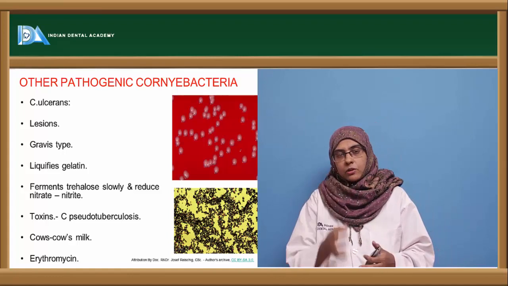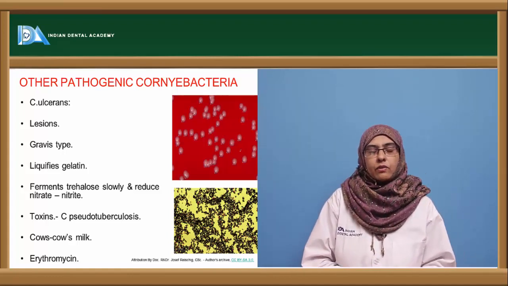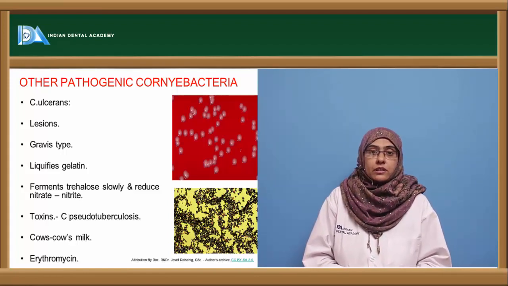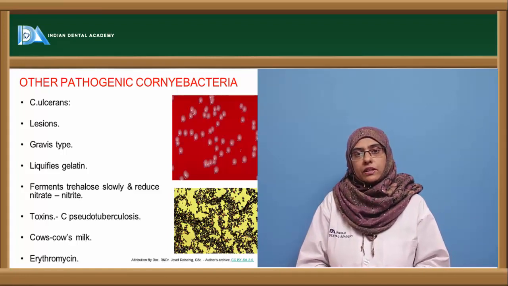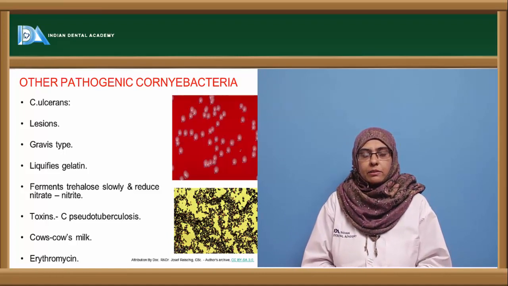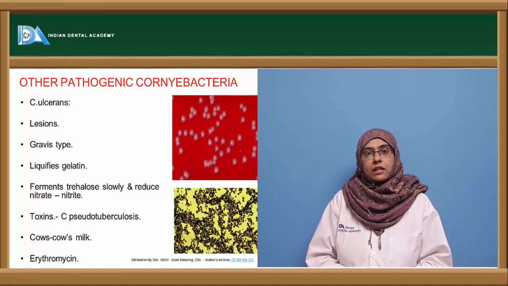Coming to the other group of organisms that are associated with Corynebacterium diphtheriae and involved in different diseases that can sometimes cause confusion in the diagnosis. The most prominent group of other organisms belonging to Corynebacterium is Corynebacterium ulcerans. They are involved in lesions similar to the gravis type.